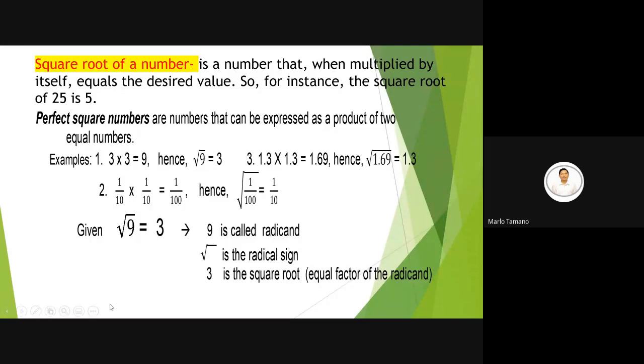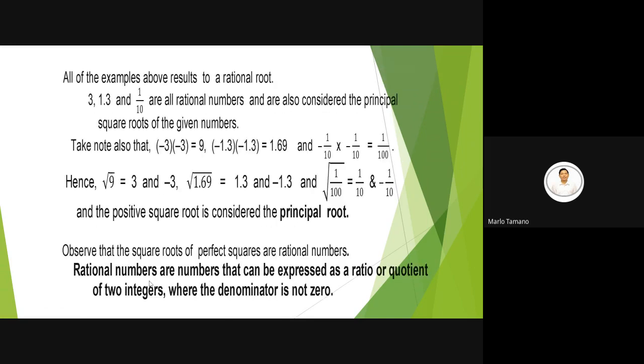Bakit po equal factor? So 3 times 3 is 9 kasi. Okay? Naintindihan? So tinawag natin equal factor. 3 times 3, 9. So let us continue. All of the examples, about the last slide, result in a rational root. Lahat ng yung 3, 1.3 and 1 over 10 are all rational numbers and are also considered the principal root or principal square root of the given numbers.